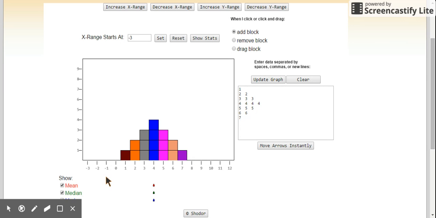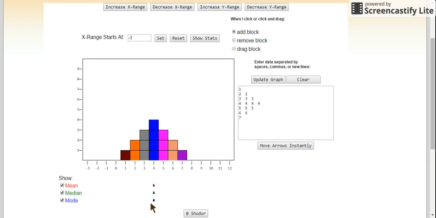Now, what do you notice about the shape of the graph? You're right, it's symmetric. We can see that the left and the right sides, if you fold over in half along this vertical axis, would be symmetric. We call the shape of this graph symmetrical.